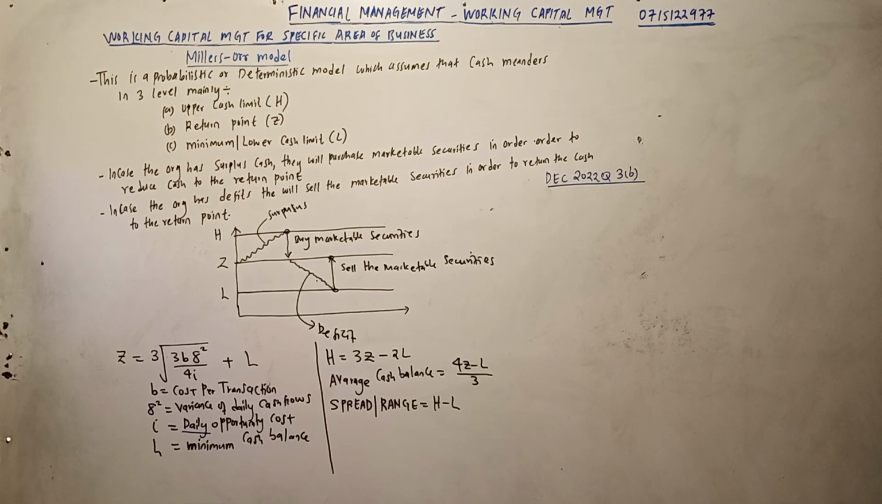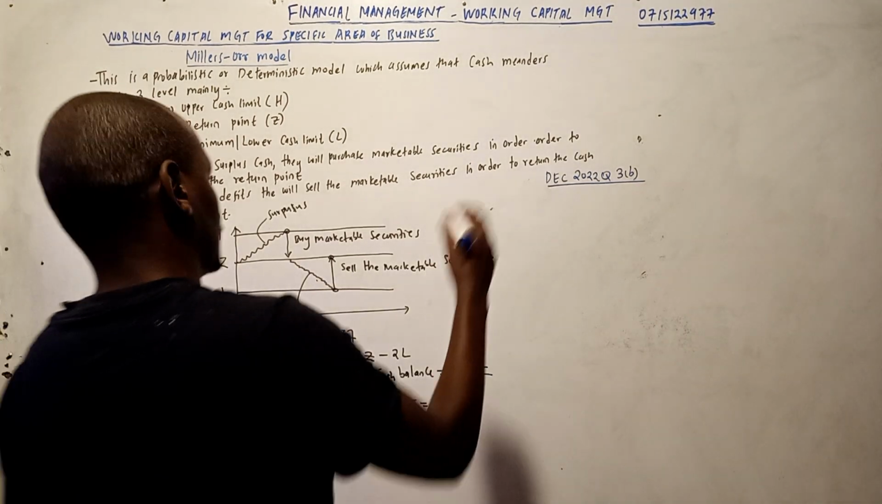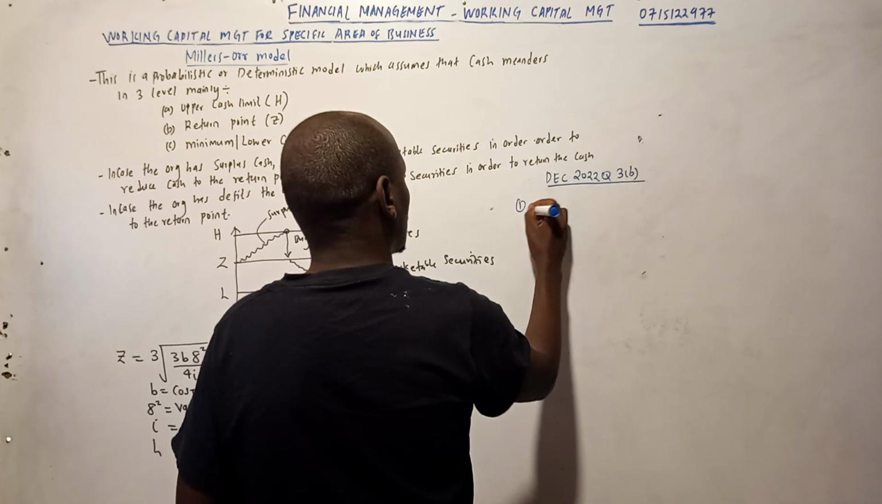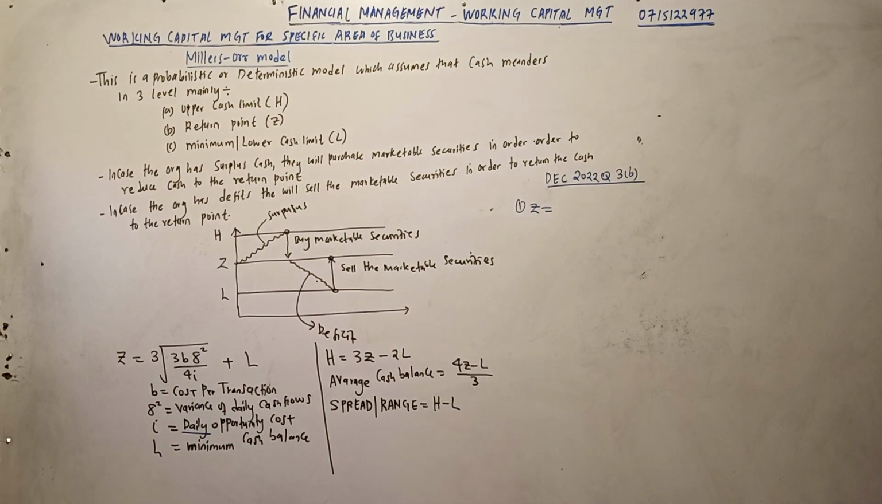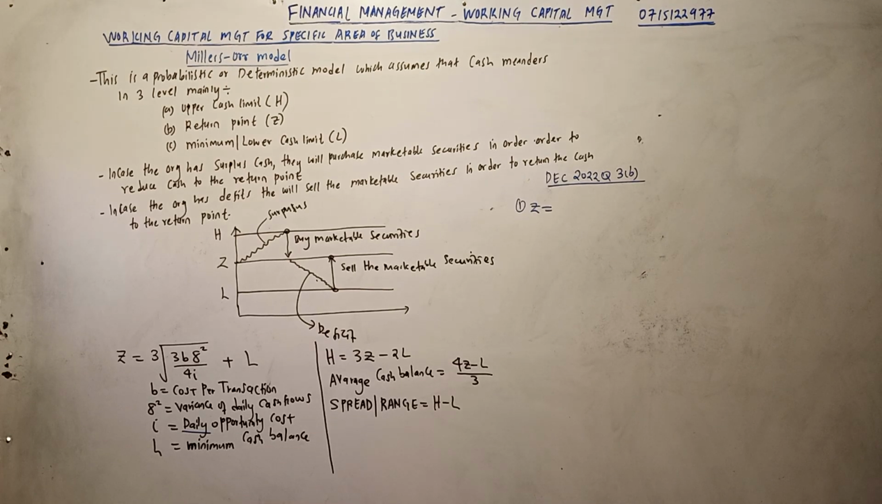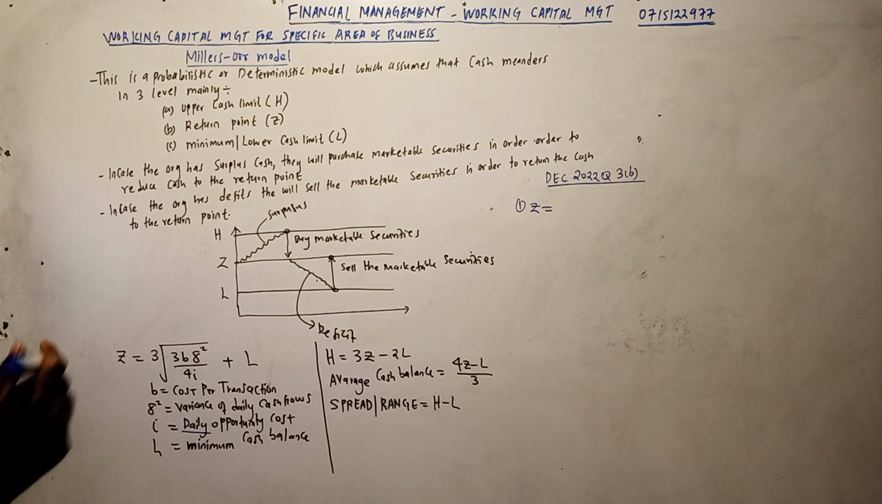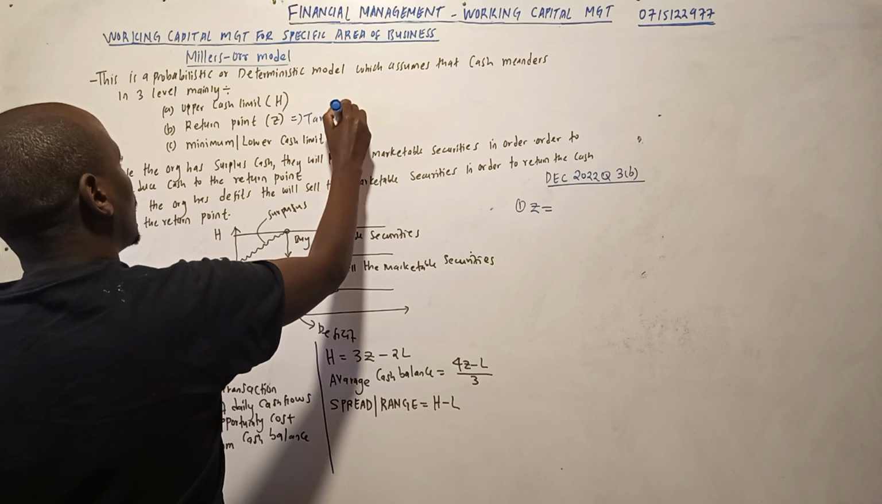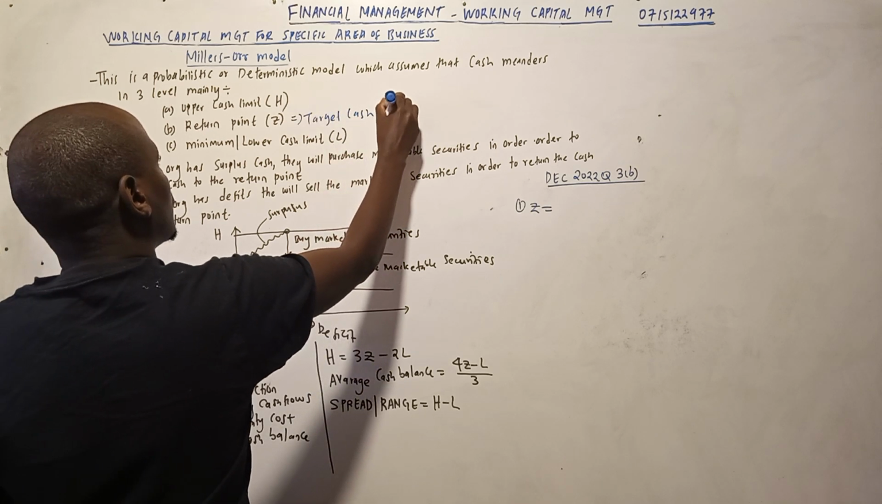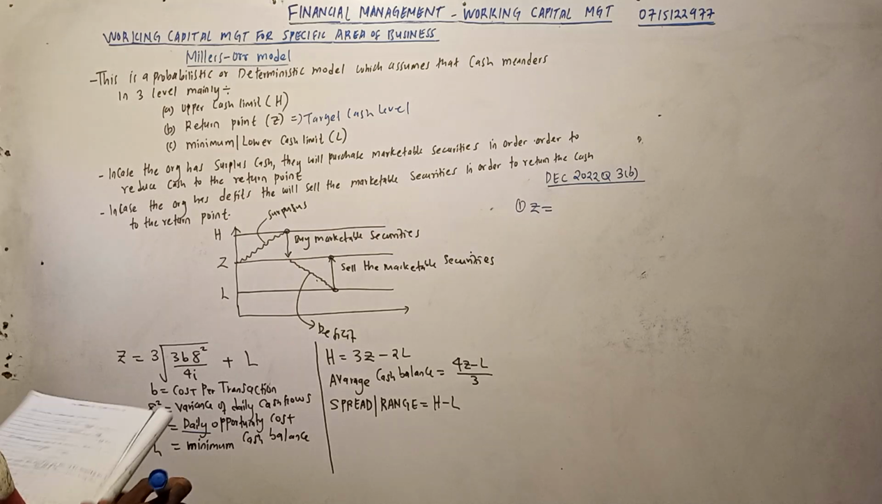Together. So tuanze na Z. So number one, Z. Uficha hapo wanaita the target cash level is the same. So the optimal cash balance is the same as the return point, which is the target cash level. So unazaita pia target cash level. So let us do it.